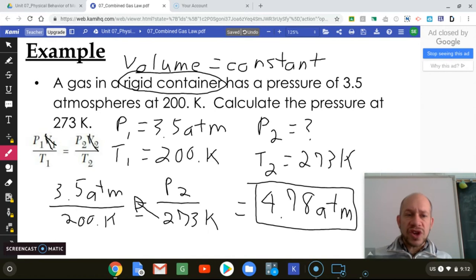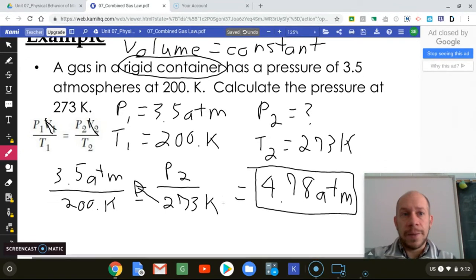And then you can do a check. If I increase my temperature, I know that I'm going to increase my pressure. So my pressure is higher than what I started with. So notice how if I increase my temperature, my pressure should also increase. And that looks like a good check.